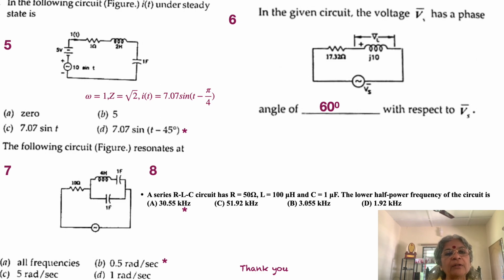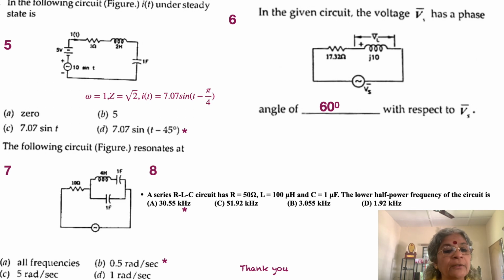So in superposition we have a look at only 10 sin t. So omega is now equal to 1. So omega L is equal to 2, and 1 by omega C is equal to 1. Okay, so j omega L minus j by omega C is going to be equal to J1. Okay, because the inductor is predominant. Okay, moreover, the resistive value is also 1 ohm. So what do we have here? So the total impedance is always going to be root 2. These kinds of problems are recurring.